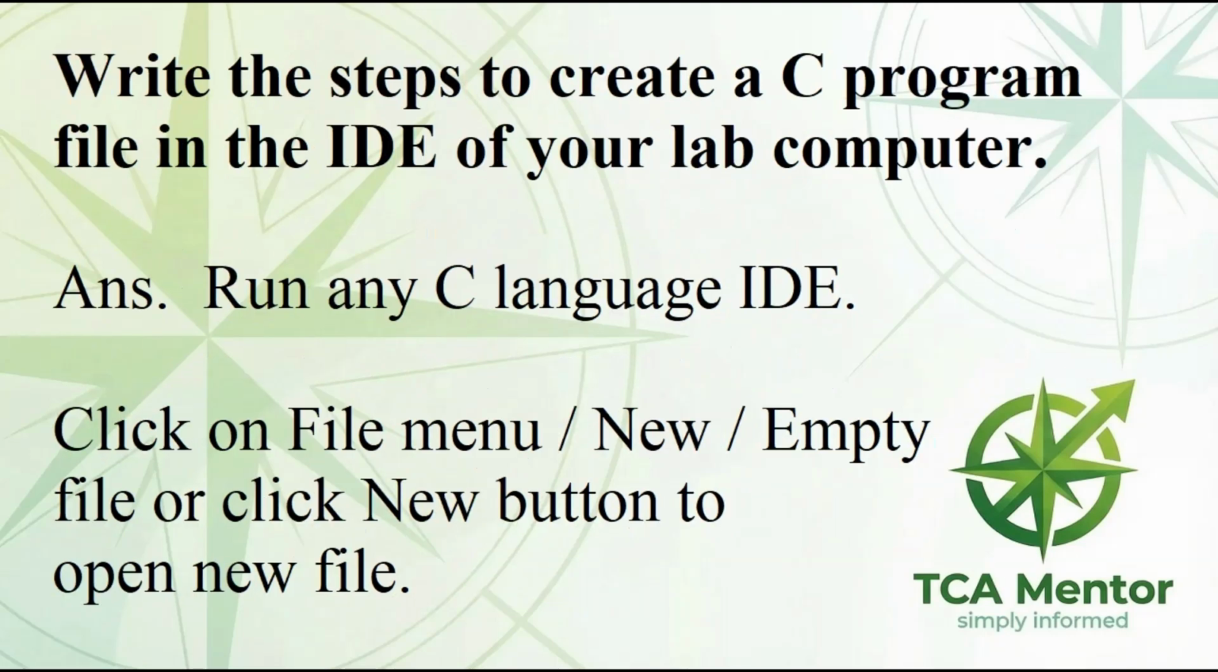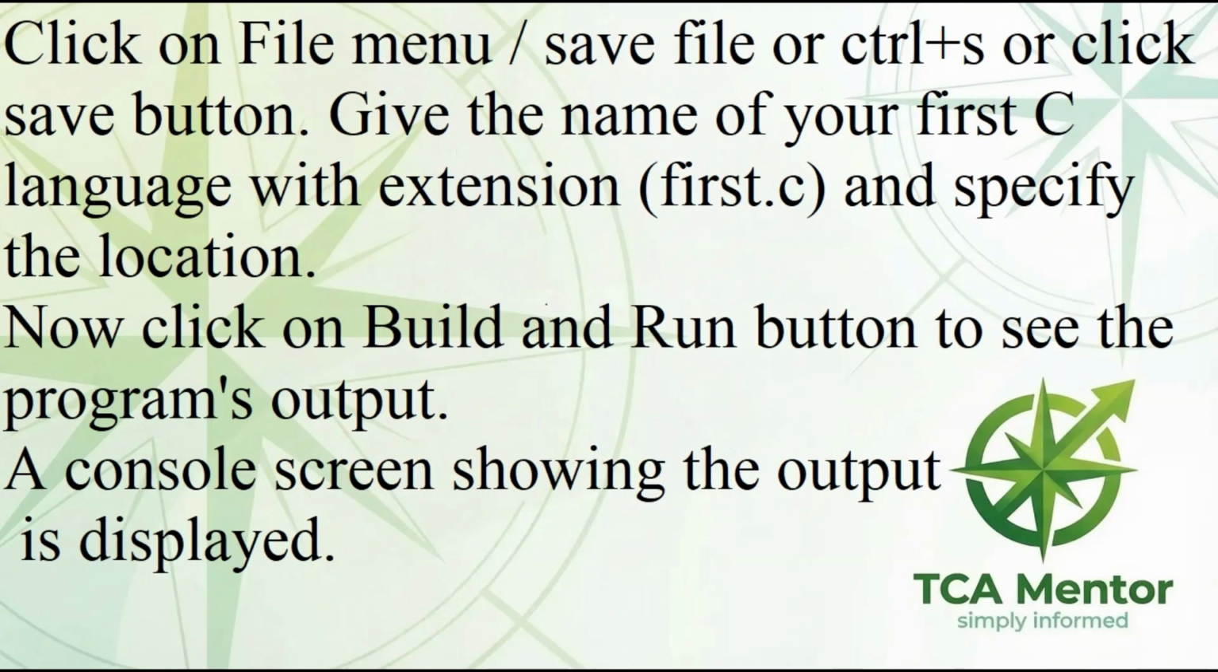Write the steps to create a C program file in the IDE of your lab computer. Answer. Run any C language IDE. Click on File menu, New Empty File, or click New button to open new file. Click on File menu, Save File, or Ctrl+S, or click Save button. Give the name of your first C program with extension first.c and specify the location. Now click on Build and Run button to see the program's output. A console screen showing the output is displayed.